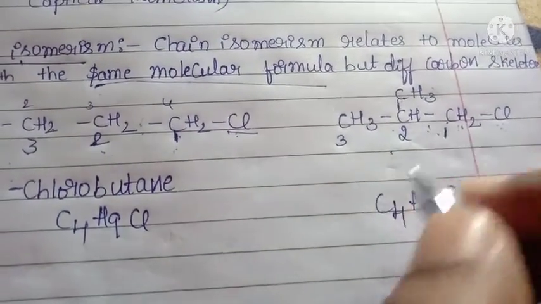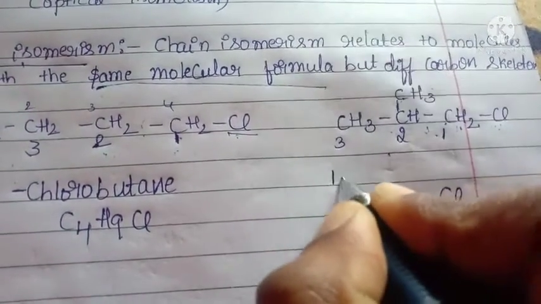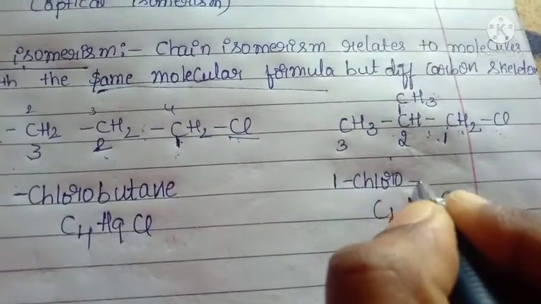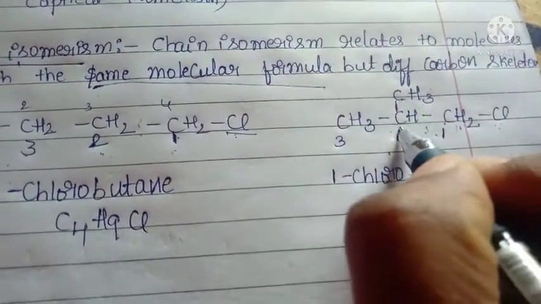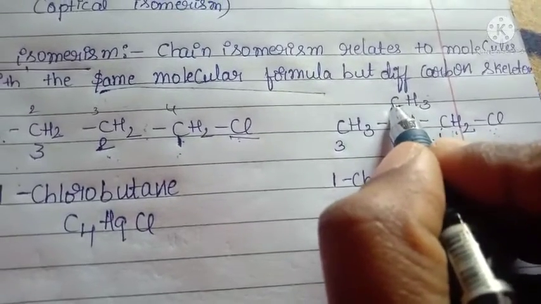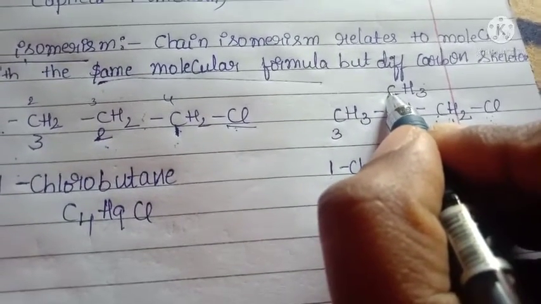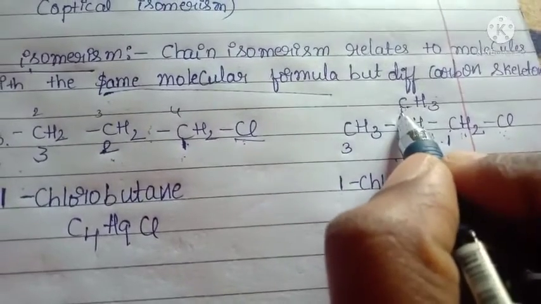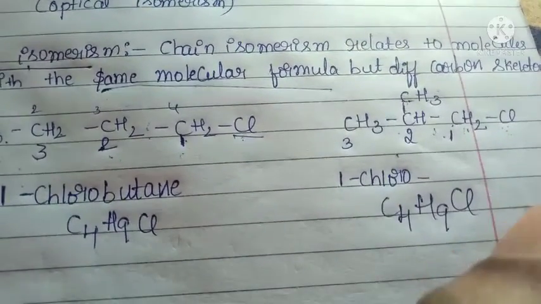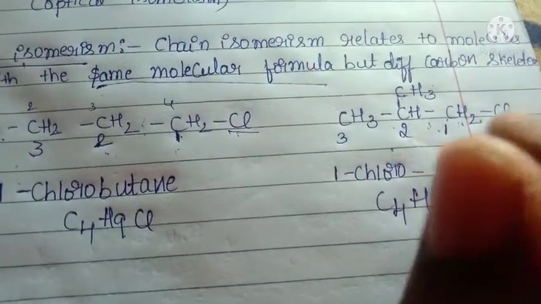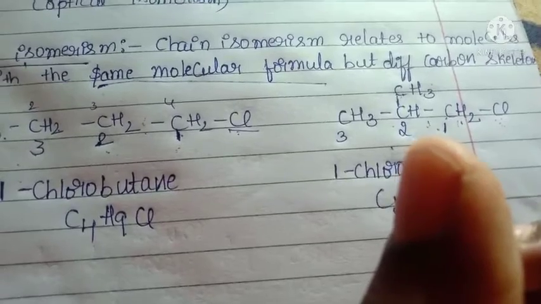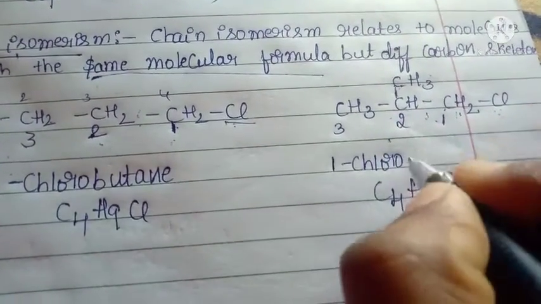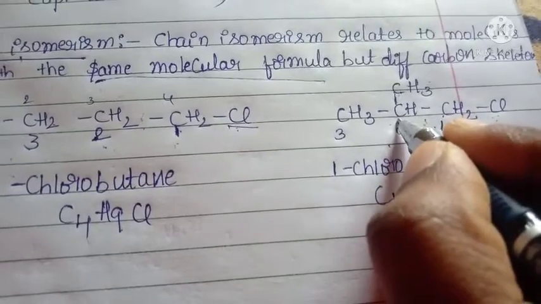First carbon atom, so 1 chloro. And here also you have to observe, in the second carbon atom a CH3 group is attached. Okay, so that's why you have to name this also. When branching is present, you have to name the branching also. Do you get it? Then 1 chloro, the second position is there, 2.